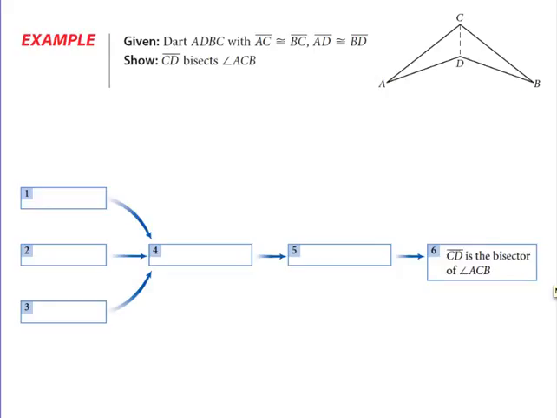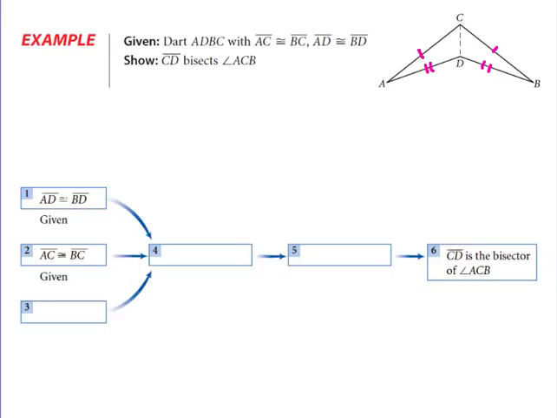Given dart ADBC with AC congruent to BC and AD congruent to BD, we want to show that CD bisects angle ACB. So first of all, what would be a starting point? Okay, AC is congruent to BC. Also, AD is congruent to BD.